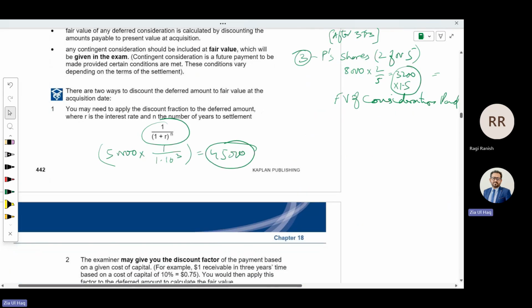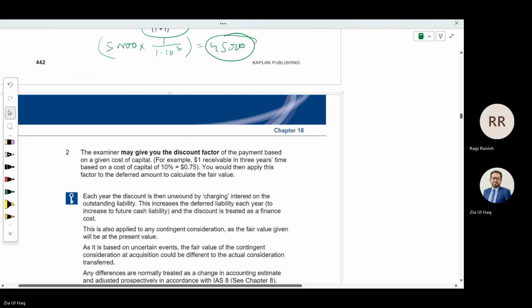There are two ways to discount the deferred amount. You may need to apply the discount fraction to the deferred amount, where R is the rate given in the question. Or sometimes examiners say the present value after 3 years of $1 will be equal to $0.75. So instead of calculating present value using this formula, we will do 50,000 multiplied by 0.75, and that will be the PV. If there is a discount factor given, we will calculate using the discount factor. Are you with me?